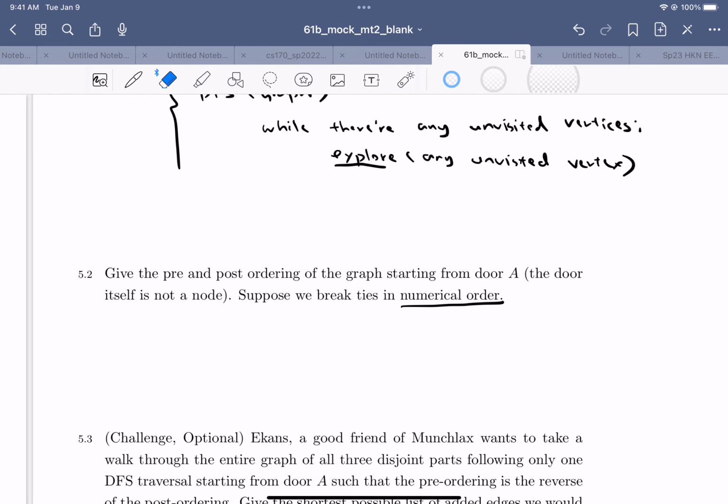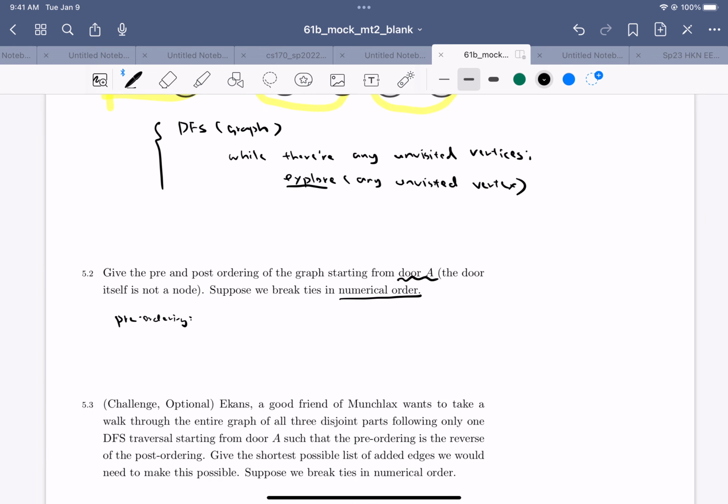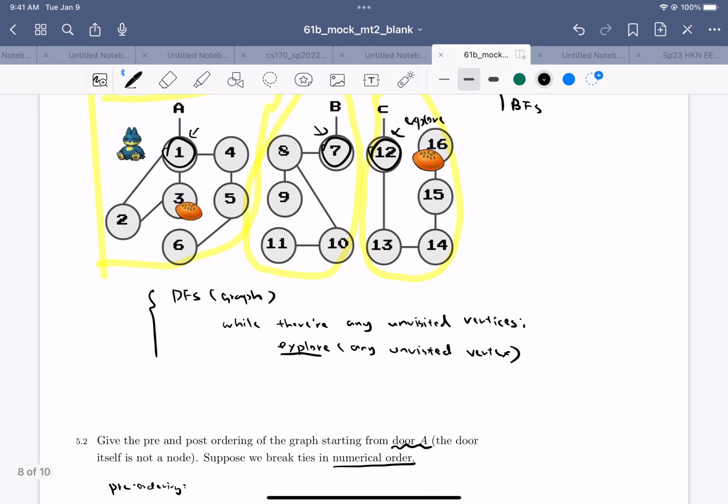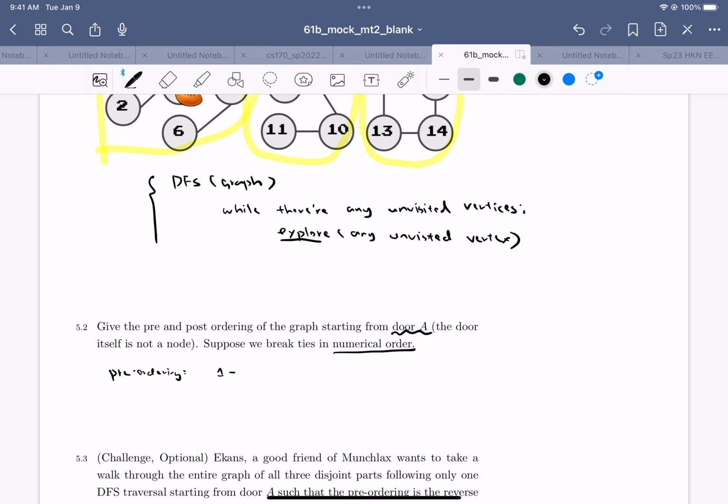Okay, we're going to talk about the second part of the question. For this part, we're asked to give the pre and post ordering of the graph starting from door A. So it specifies which vertex we start from, which is the root at door A. And it also tells us to break the ties in numerical order. So we're going to talk about the pre-ordering first, because that is more important.